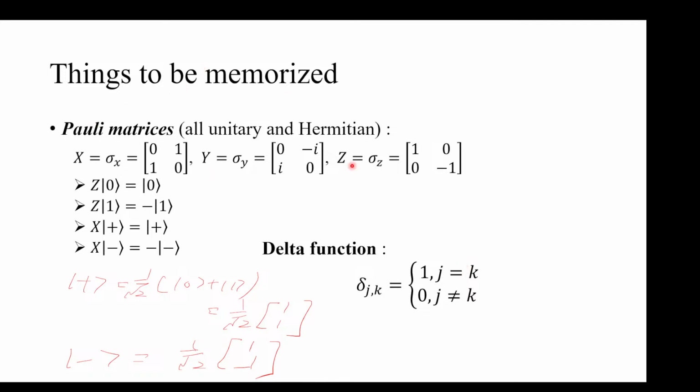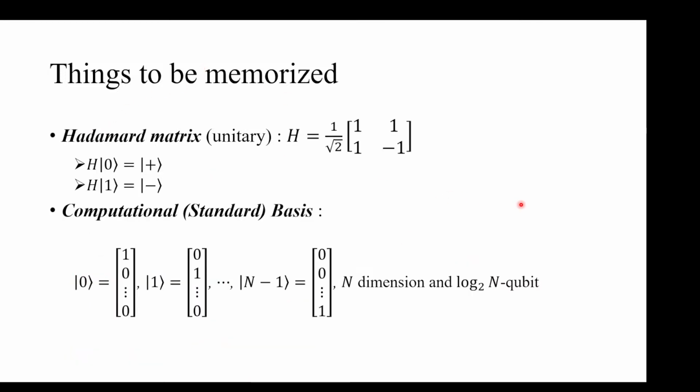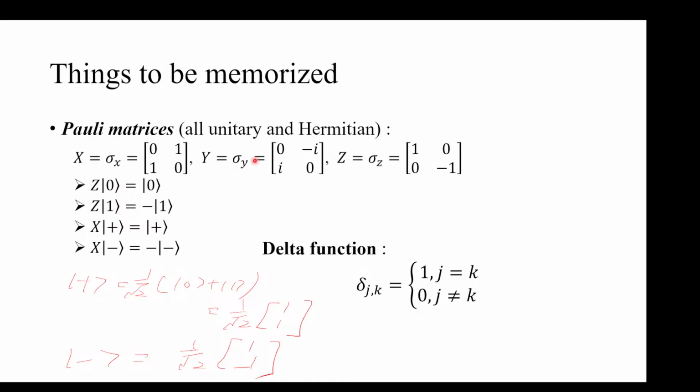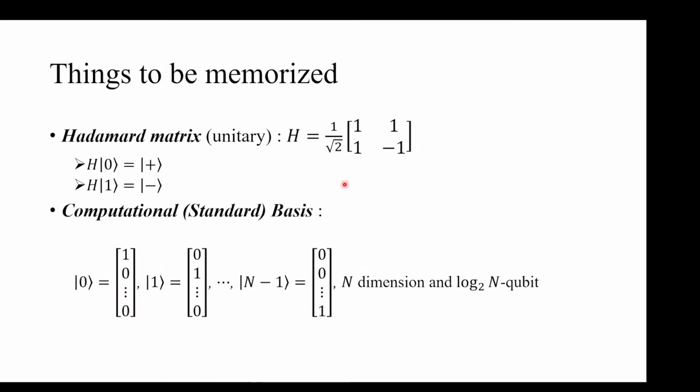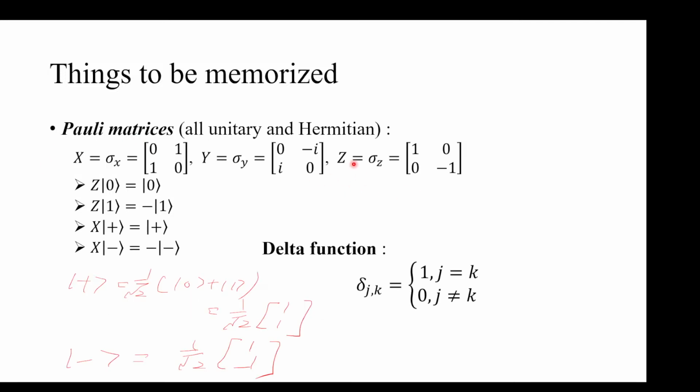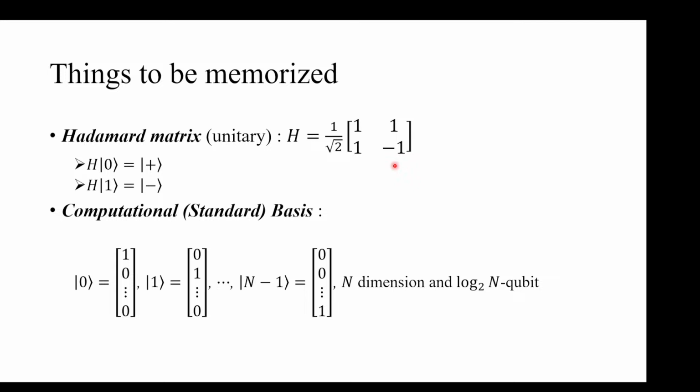Besides X, Y, Z, another nice unitary and Hermitian matrix is the Hadamard matrix, 1 over square root 2 times [1, 1; 1, -1]. It is very useful because it transforms between Pauli X and Pauli Z. You can see the effect here: a Hadamard matrix acting on the Z eigenvector becomes the corresponding X eigenvector.